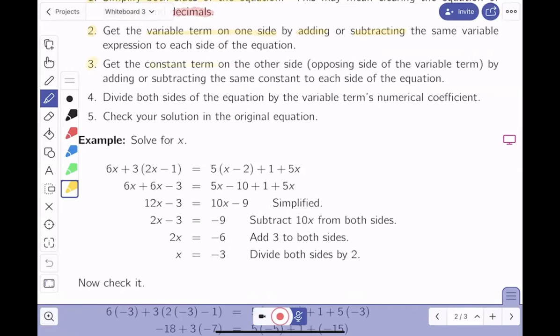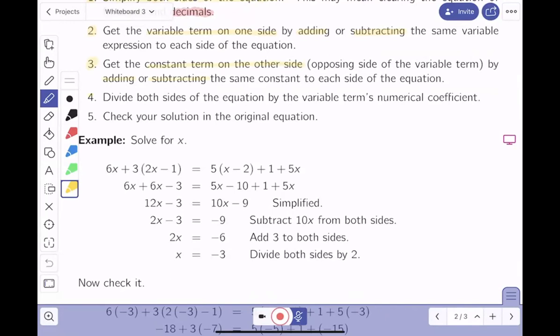Now, what do you mean the other side? Well, if the variable's on the left, the constant will be on the right. If the variable's on the right, we want the constant on the left, the other side. It's the opposing side. By subtracting or adding a constant from both sides of the equation. This is what's known as equal and fair treatment. So we can add the same thing to both sides of an equation. We can subtract the same thing from both sides of the equation, and it'll still remain to be equal.